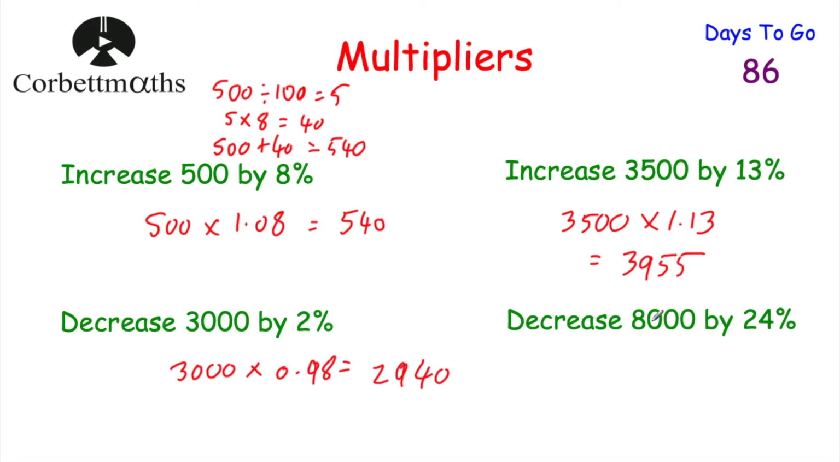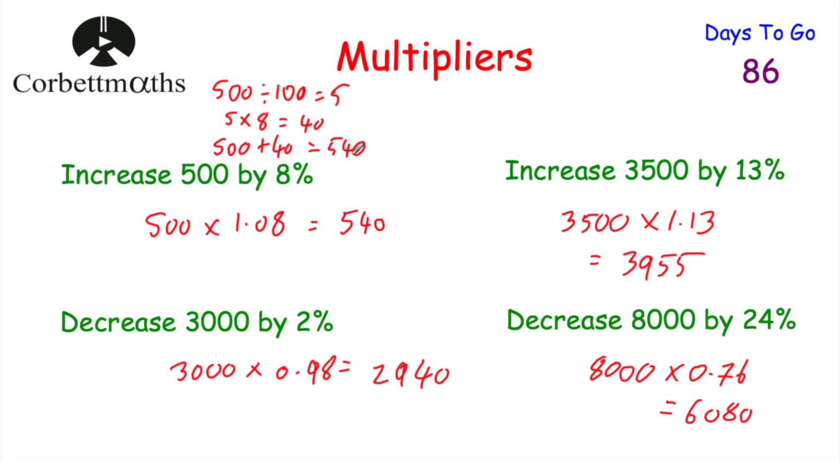And finally, if we wanted to decrease 8,000 by 24%, we've got 8,000 to begin with. We want to decrease by 24%. So if you think about it, if we've got 100%, we take away 24%, we'll be left with 76%. So we just multiply by 0.76. And 8,000 multiplied by 0.76 is equal to 6,080. So that means if we decrease 8,000 by 24%, the answer would be 6,080, and that's it.